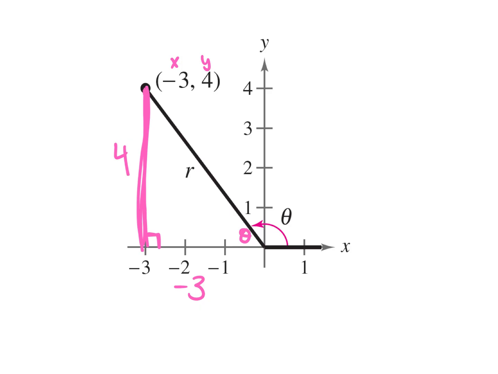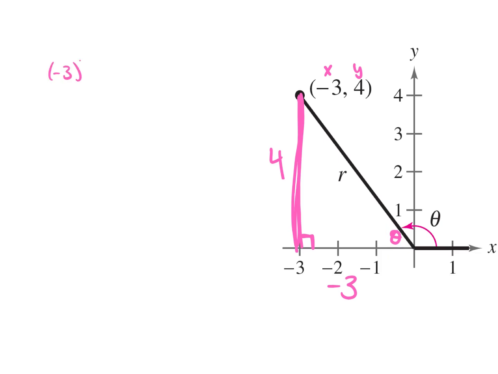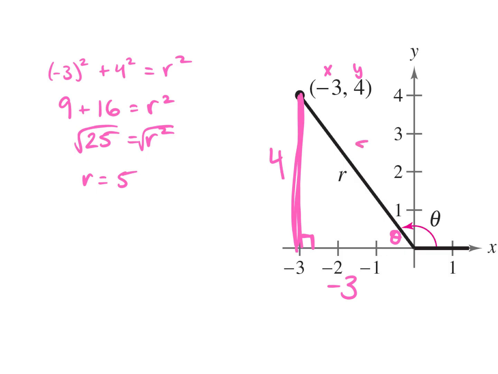How would we find r? Pythagorean theorem, perfect. So we have negative 3 squared plus 4 squared equals r squared. Be careful when you're doing the math here. Negative 3 squared, the negative gets squared too, so it would be positive 9. A common mistake that people will make is that they'll leave the negative. It always gets squared, so it'll always turn positive. So 9 plus 16 equals r squared. What's 9 plus 16? 25 equals r squared. Take the square root, so r equals what? 5. Perfect. So our radius is 5.